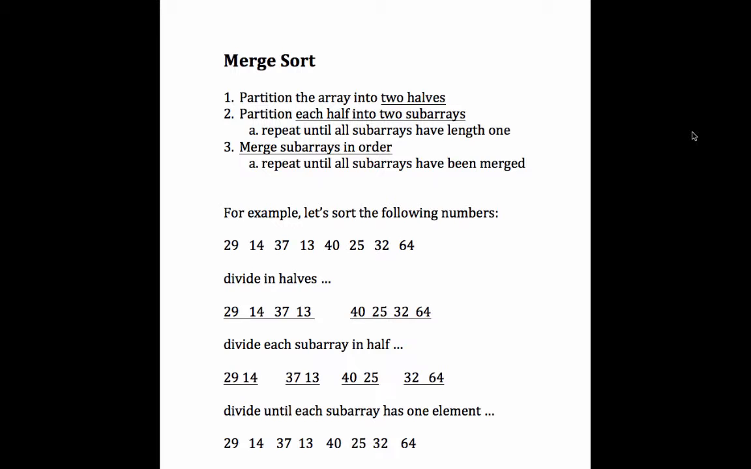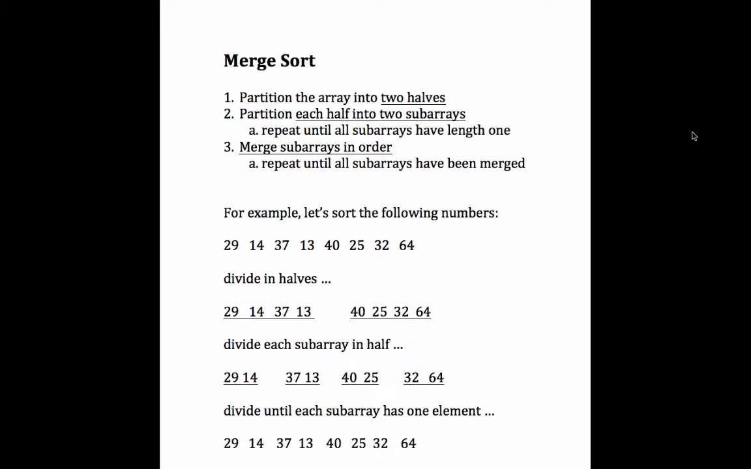So a merge sort is a divide and conquer sort in the sense that in order to sort values, which we're going to assume are contained in an array, we're going to divide the array in halves and keep repeating the process until we get subarrays of exactly length 1. So we start with one big array and we end up with a bunch of little arrays.